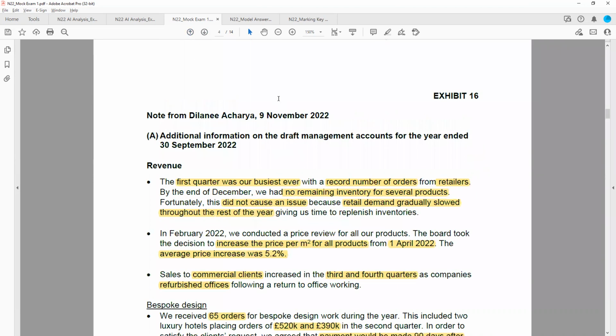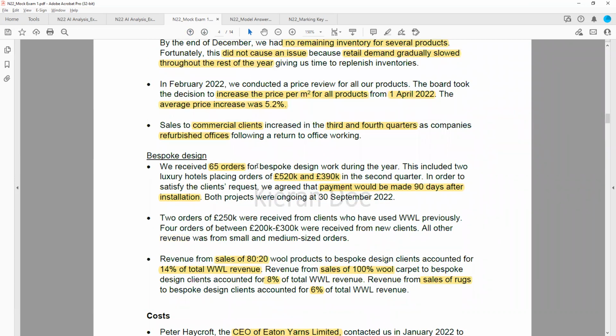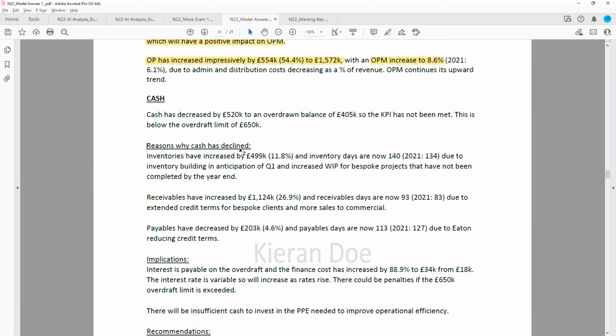why cash had gone down, because we were told that they made these large bespoke orders, which is great for profit. Yeah, that helps improve the profit margin, helps increase revenue. But of course, payment terms were more generous than the usual, so that would have a negative impact on cash. We were told that the supplier had changed their payment terms. So the fact that we were also told the reasons why cash has declined is very similar to our revenue and our gross profit analysis, given the reasons why.